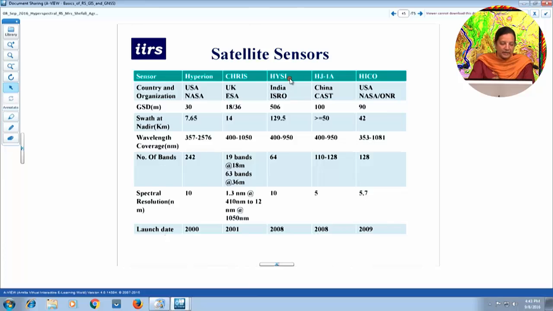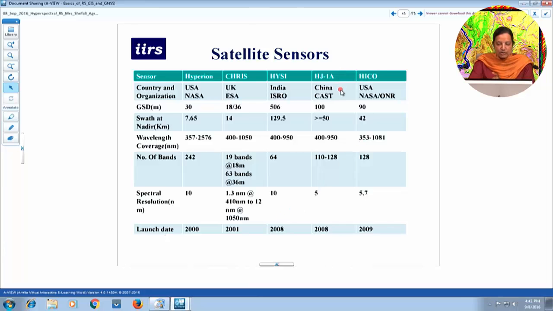Then onboard, India launched onboard its Indian Mini Satellite, IMS, a hyperspectral imager, which has a spatial resolution of 506 meters, swath of 129 kilometers approximately in the visible near infrared region with 64 bands and 10 nanometer spectral bandwidth.